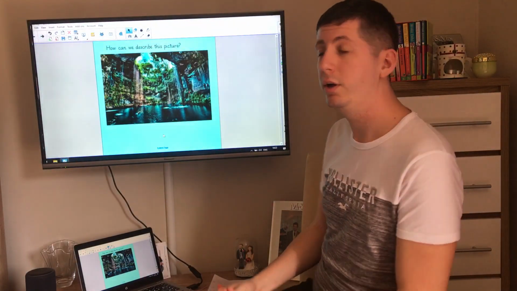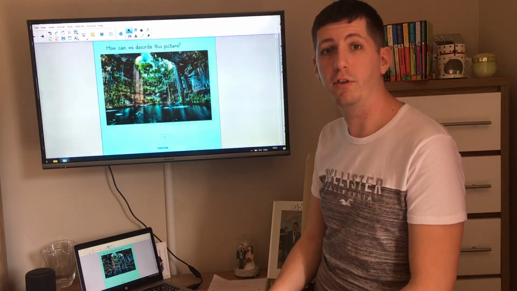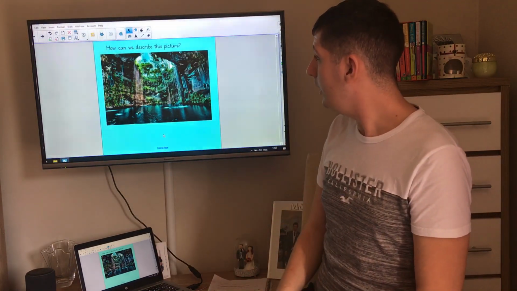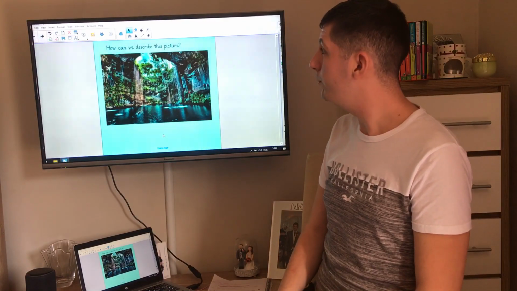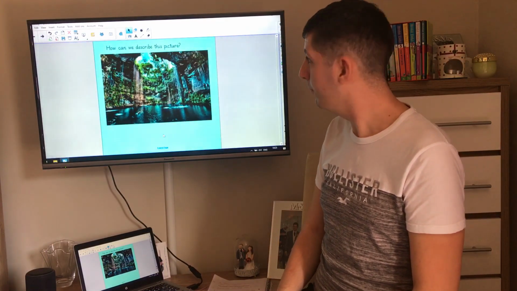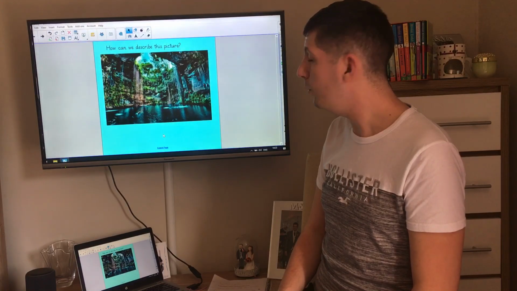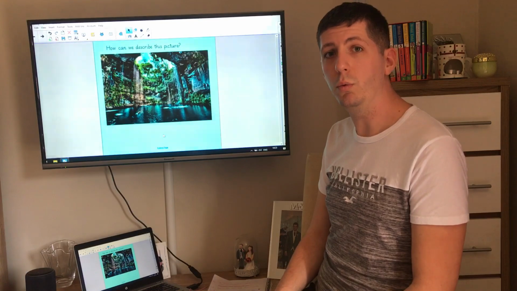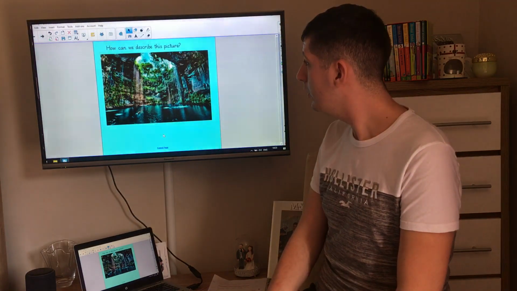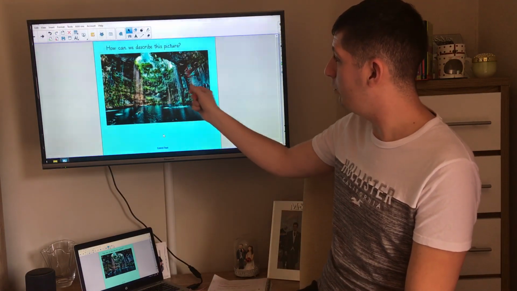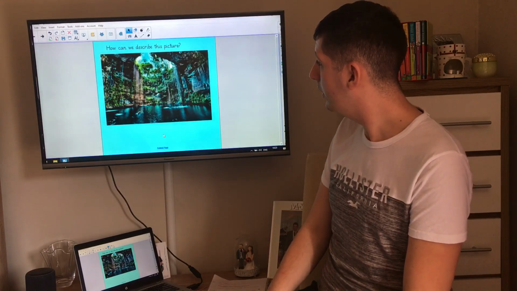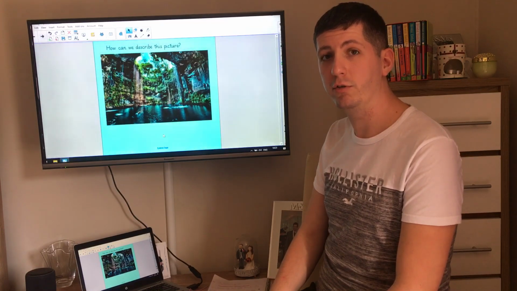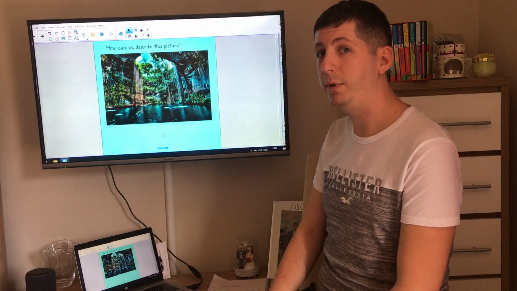On my screen, I've got a lovely picture of a Mexican cenote. I think I showed you that in one of our lessons back at school. In this cenote, there's not many people, but it looks absolutely stunning. I want you to think to yourself now, if you had to describe that picture to somebody else, what words would you use? What adjectives would you use to describe what you can see? What verbs and adverbs might you use to describe the actions and how actions might be done in that picture?